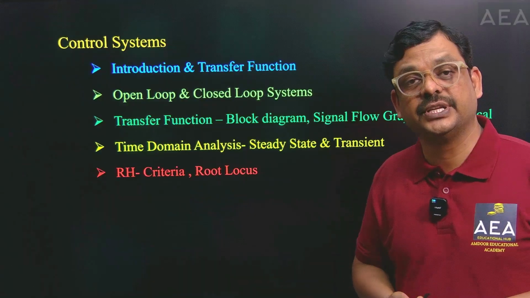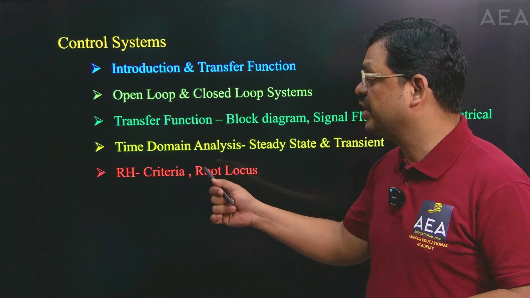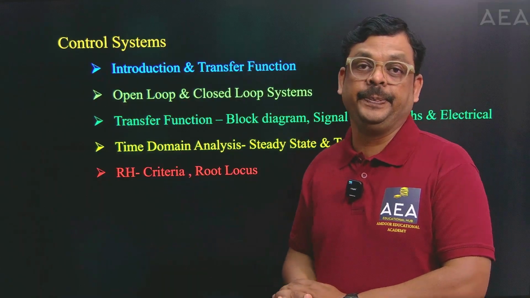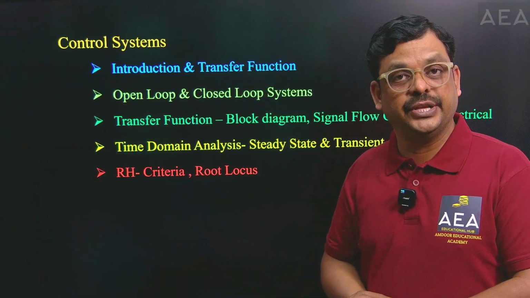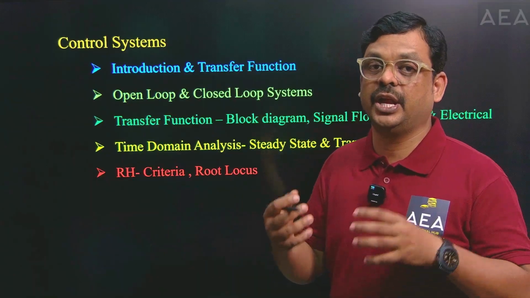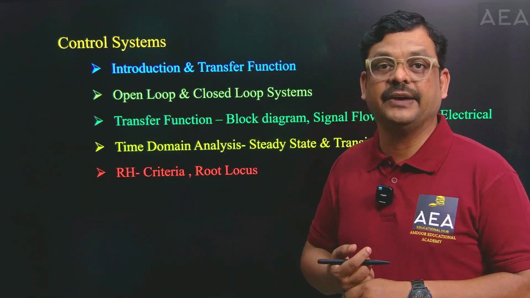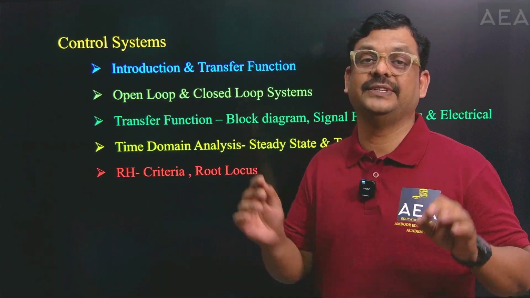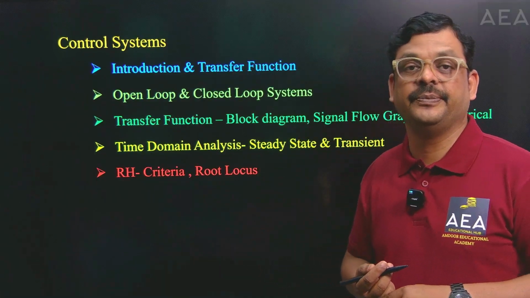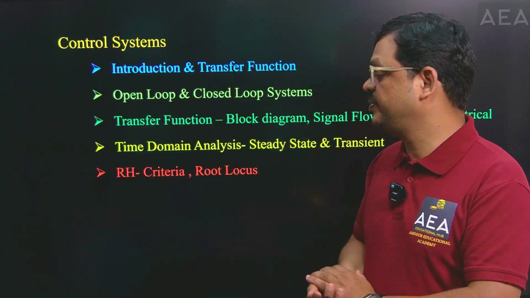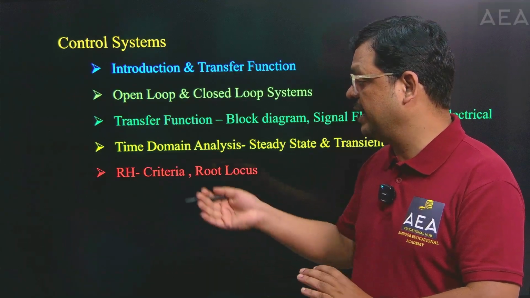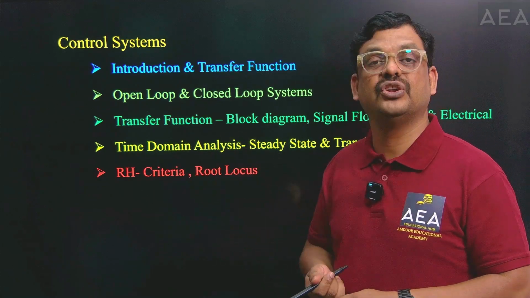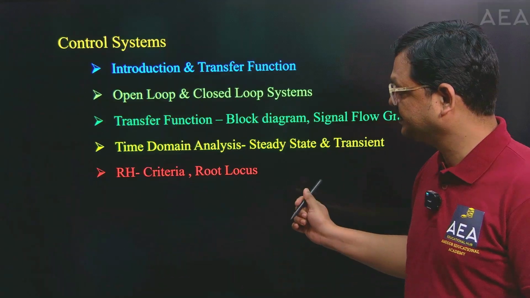Similarly, we have to discuss another important concept, the RH criteria, Routh-Hurwitz criteria. To find system stability, this technique is used. So how do we apply the RH criteria to determine the stability of systems? And later, root locus. Root locus is also a very important concept. One question is compulsorily expected from this concept, root locus and RH criteria. I will explain these two concepts after completion of time domain analysis.